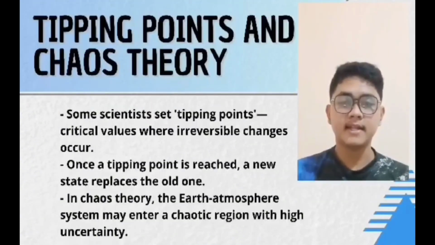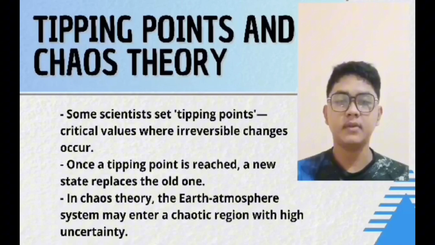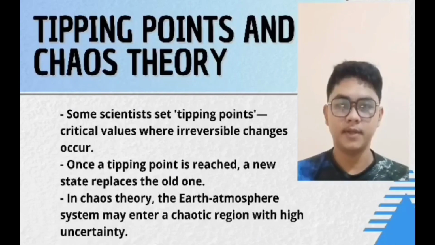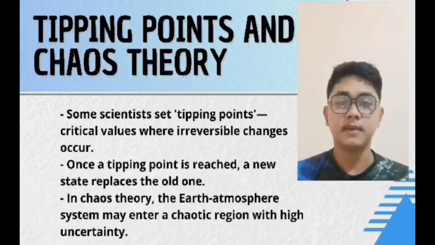Tipping points and chaos theory. Some scientists set tipping points, critical values where irreversible changes occur. Scientists have identified certain thresholds called tipping points, where small changes in the climate or environment could trigger drastic irreversible effects. These could be shifts in weather patterns, ecosystems, or even global temperature that once crossed cannot be undone.